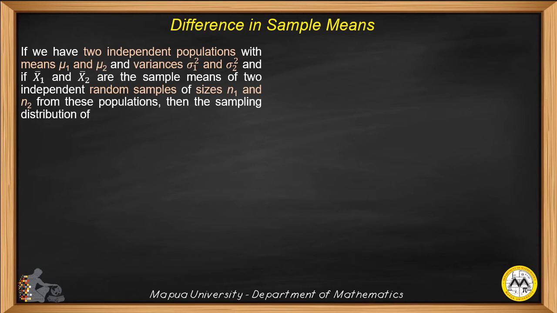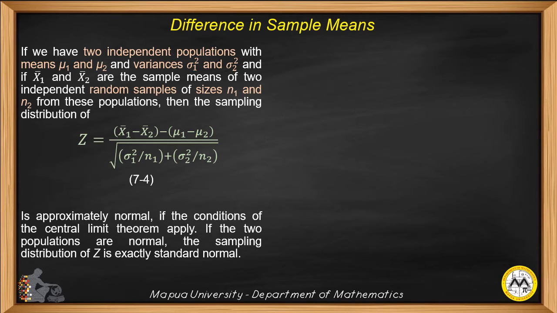Next one is the difference of two means. So for the difference of two means, if we have two independent populations with means mu1 and mu2 and variances sigma sub 1 squared and sigma sub 2 squared, and if x1 bar and x2 bar are sample means of two independent random samples of size n1 and n2 from these populations, then the sampling distribution of z is equal to x1 bar minus x2 bar minus mu1 minus mu2 all over the square root of sigma sub 1 squared over n1 plus sigma sub 2 squared over n2. This is approximately normal if the conditions of the central limit theorem apply. If the two populations are normal, the sampling distribution of z is exactly standard normal.